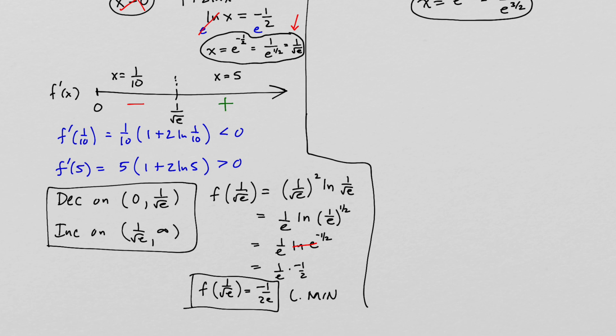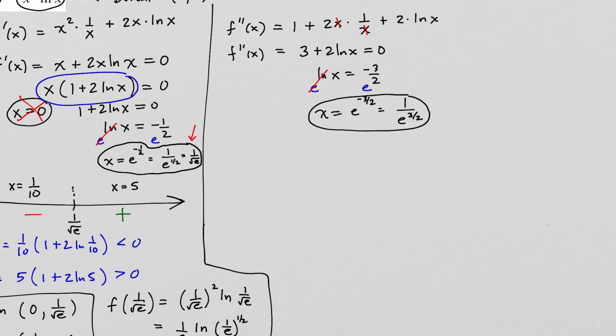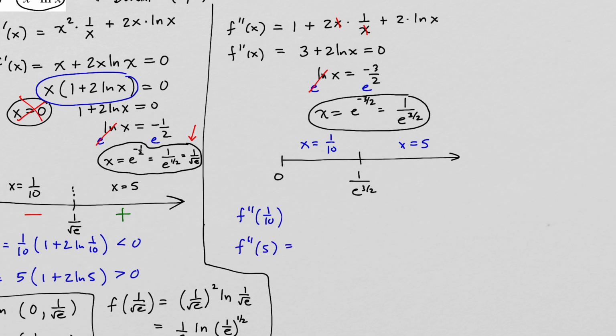Now let's talk about concavity. So we'll go back up to our second derivative. I'm going to draw a number line for that. Again, our number line is going to start at 0, and the only number on there is 1 over e to the 3/2. And we're going to test two numbers. So again, the number to the right, I'll just pick 5. And to get a number to the left here, I will pick 1/10. That also works again. And we're going to plug these numbers into our second derivative, which is this function.